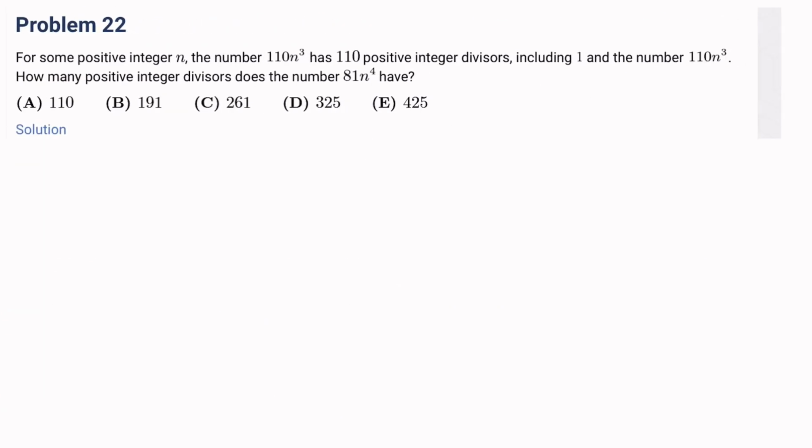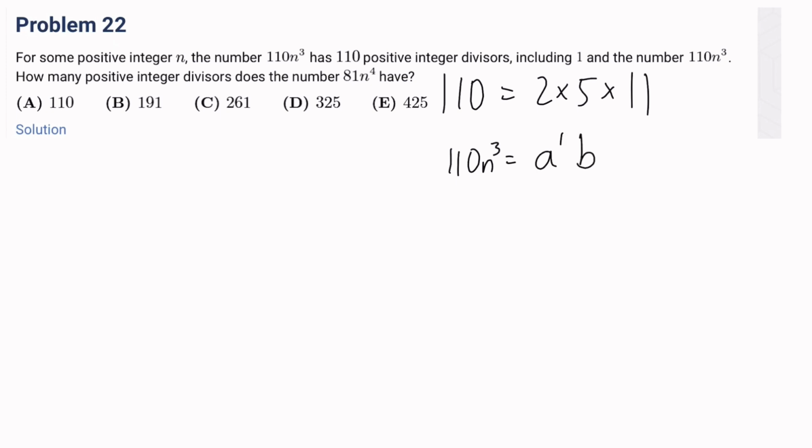For some positive integer n, the number 110 n cubed has 110 positive integer divisors, including 1 and the number 110 n cubed. How many positive integer divisors does the number 81n to the 4th power have? Okay, so we know that 110 is 2 times 5 times 11, right? And so if it has 110 divisors, that means 110 n cubed equals something like a to the 1st power, b to the 4th power, and c to the 10th power, right?